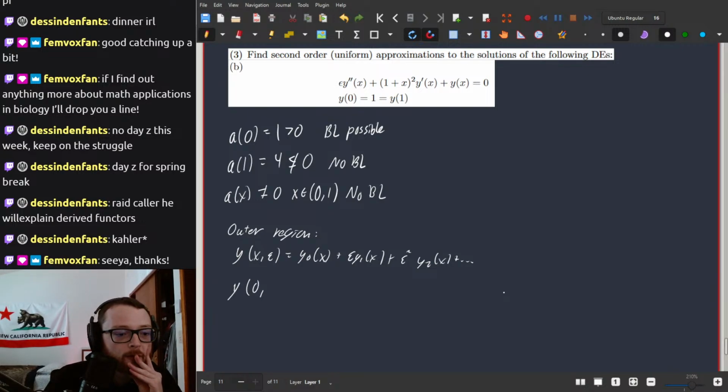So when x is 0 and epsilon is anything, we want 1 equals y0 plus epsilon y1 plus epsilon squared y2.